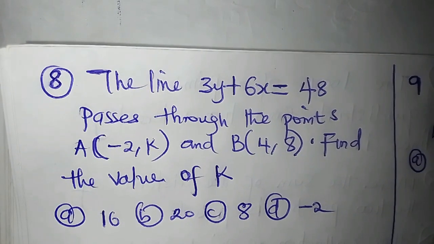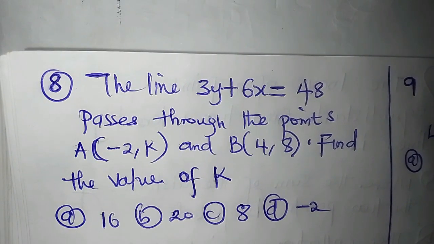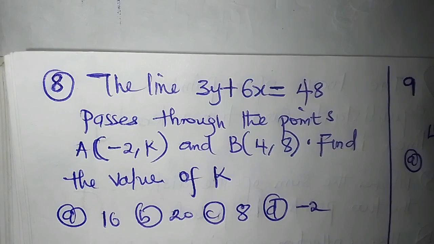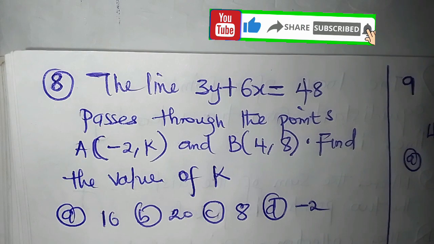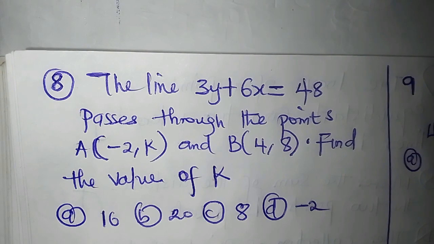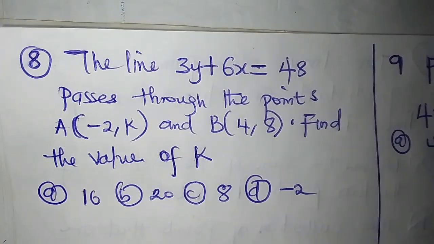Alright, this is question 8. It says the line 3y plus 6x equals 48. That's actually the equation of a line. It passes through the point A (-2, k) and point B with coordinate (4, 8). We have to find the value of k. It's a very simple question.